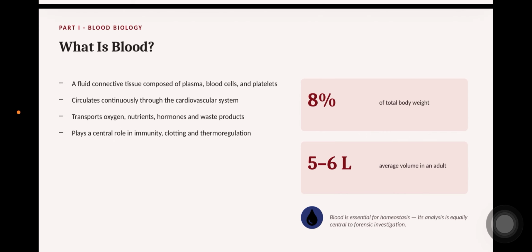And now, first of all, we say it is a fluid connective tissue. But why do we call it a connective tissue when it's a liquid? The answer to this is most people imagine connective tissue as something solid like bone or cartilage. Blood is classified as connective tissue because it originates from the mesoderm and has cells suspended in an extracellular matrix, that is plasma. It connects different organs by transporting oxygen, nutrients, hormones, and immune cells throughout the body.